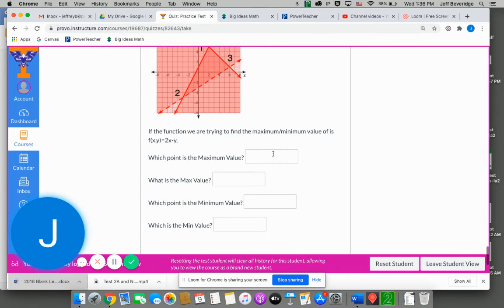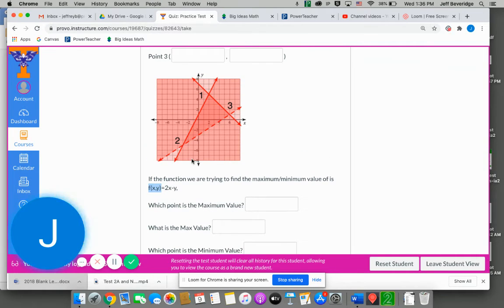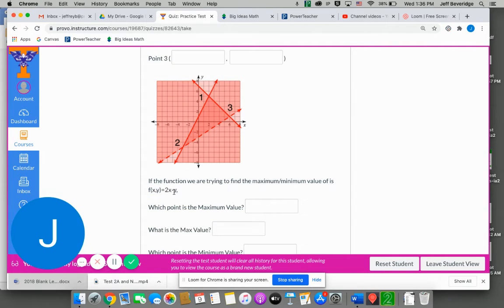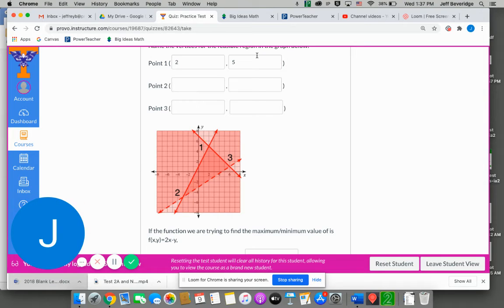And then scroll down a little bit, and there's a second half to this question. It says, if the function we are trying to find the maximum/minimum value of is f of x comma y equal to 2x minus y, then what is the point of the max value, what is the max value, the point of the minimum, and the minimum value. Just something to note, this is interchangeably used for z, so you can just think of that as z equals 2x minus y. So don't let that f of x comma y throw you off, okay? So what you need to do for this is you take these vertices right here, this x and y value for each point, you plug it into these equations right here. So you'll have a z value for point 1, point 2, and point 3, okay?